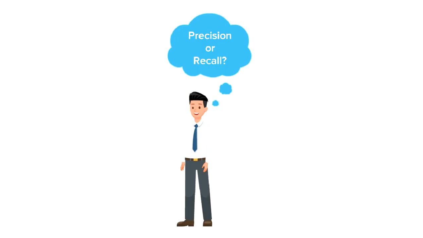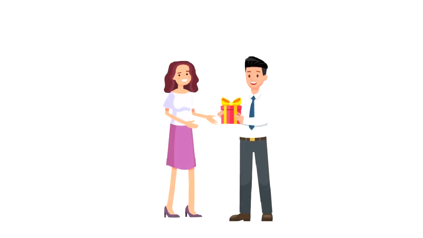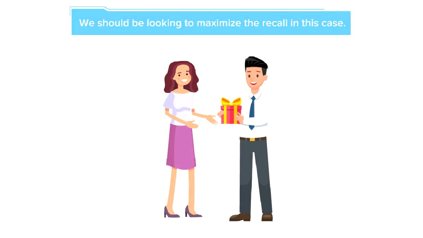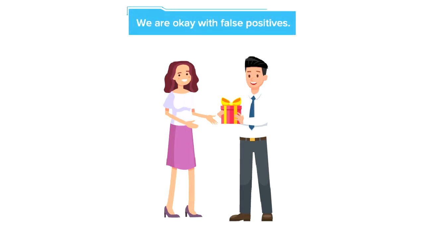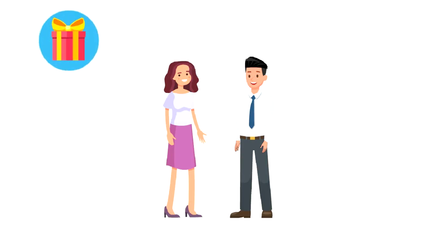Now, choosing between precision and recall is again a matter of business problem. Suppose we want to retain the customer who is churning. For that, we may introduce offers or gifts from the bank which might help the customer to stay. In this case, we should be looking to maximize the recall as we are okay with false positives. That is, sending a gift to someone who would not have churned anyway, but the model falsely predicted that the customer would churn.